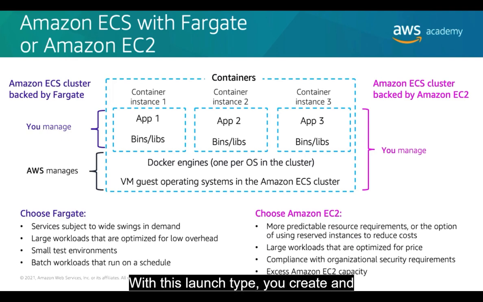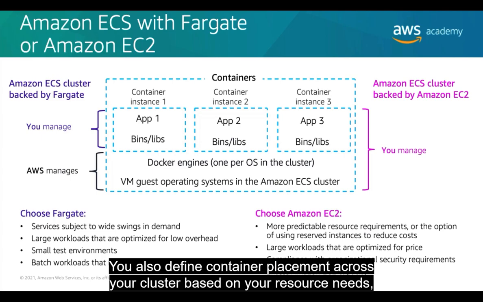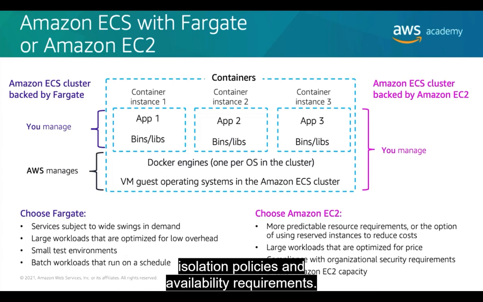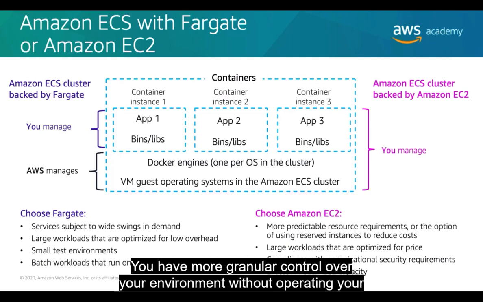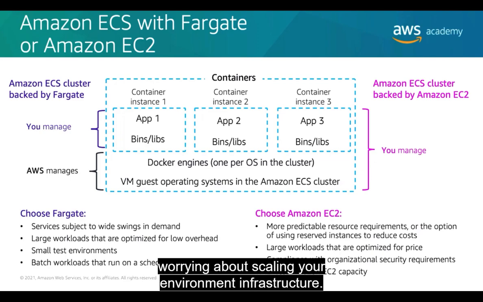The Amazon EC2 launch type is useful when you want more control over the infrastructure. With this launch type, you create and manage clusters of EC2 instances to support your containers. You also define container placement across your cluster based on your resource needs, isolation policies, and availability requirements. You have more granular control over your environment without operating your own cluster management and configuration management systems or worrying about scaling your environment infrastructure.